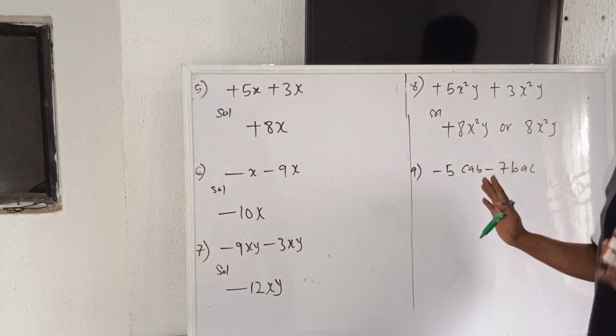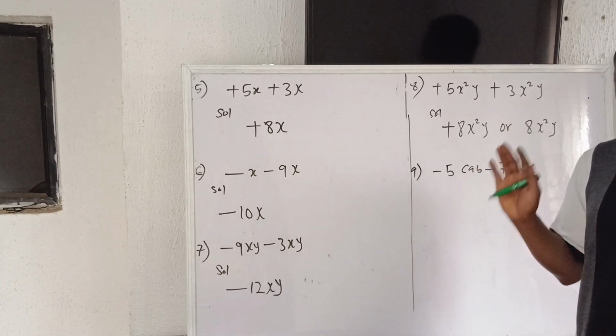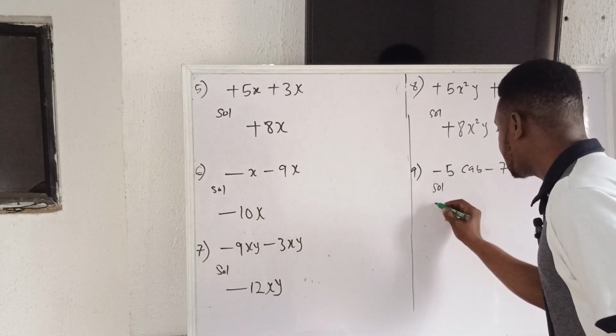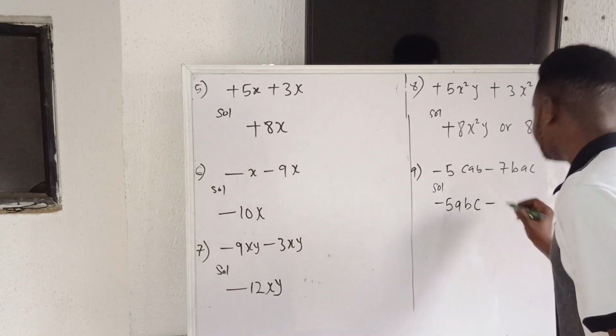So the first thing I will do before I even start looking at this question is to first rearrange the variables in alphabetical order. So let's do that now. Doing that, this becomes minus 5. A should come first, followed by B, then C.